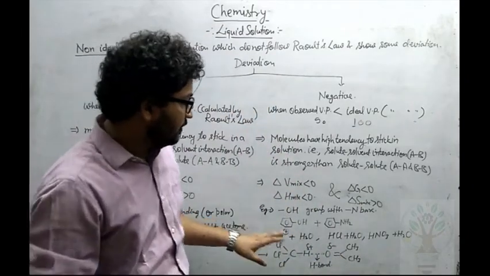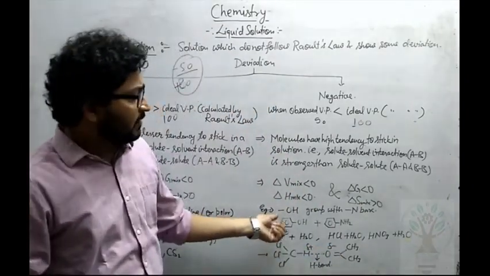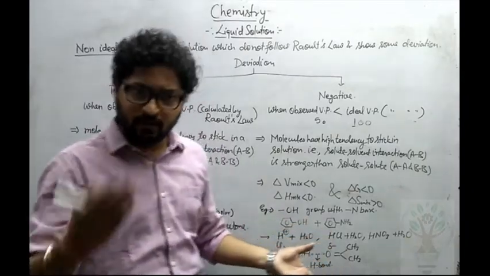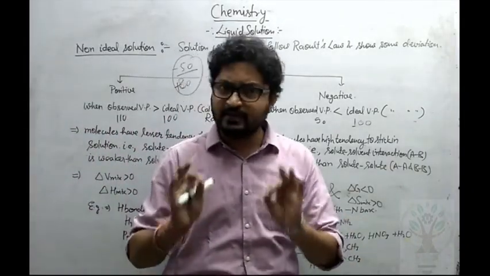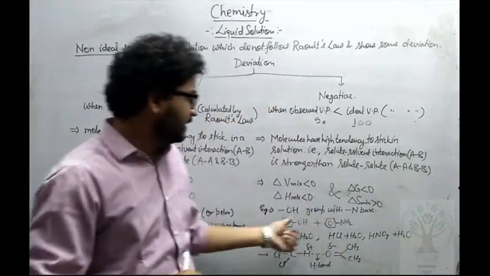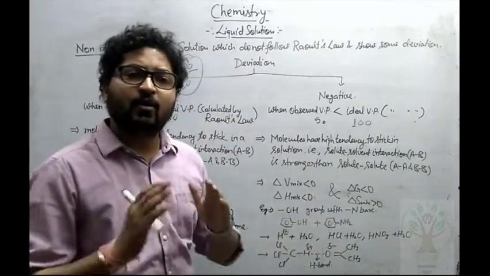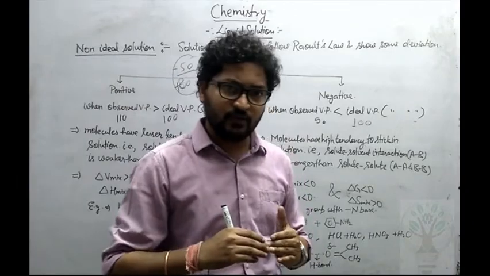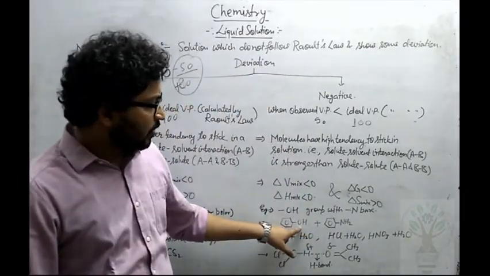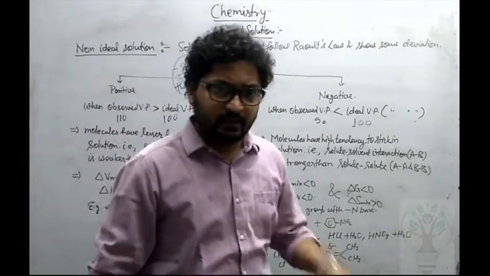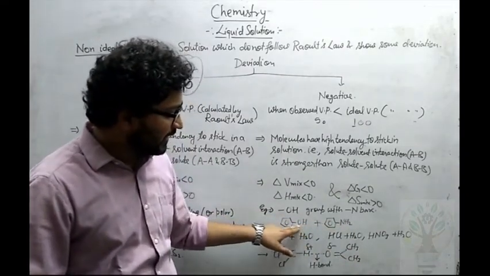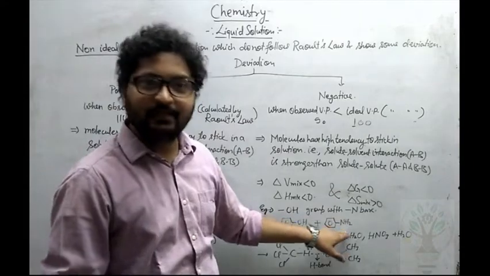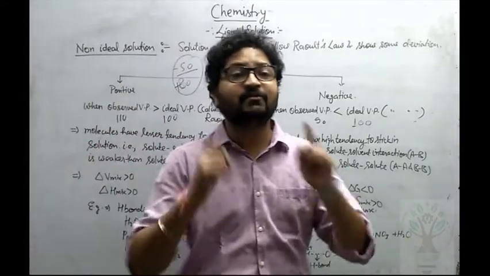Okay. Now, let's see examples. Whenever you have a phenol OH group combined with a nitrogenous base, any nitrogen base combining with an OH group, we always see negative deviation. An example is phenol combining with aniline. I hope you can understand that this one is somewhat acidic and this one is somewhat basic. Acid and base interact very well.